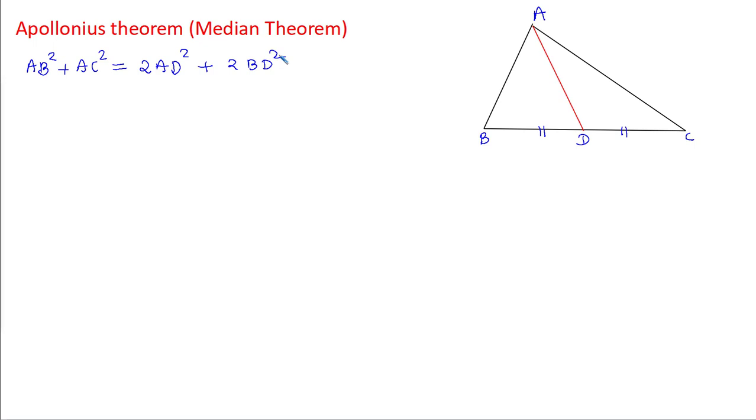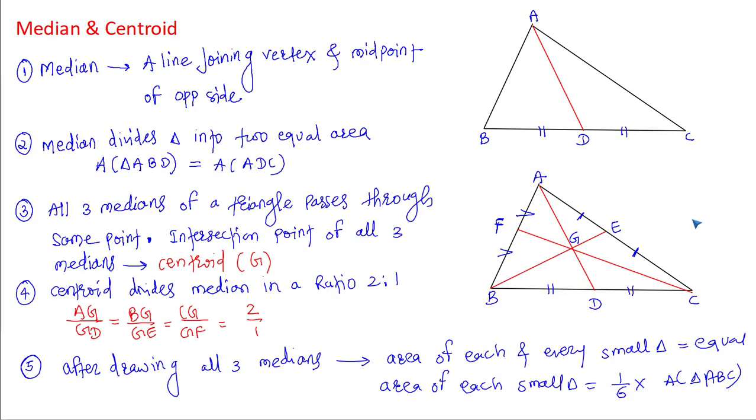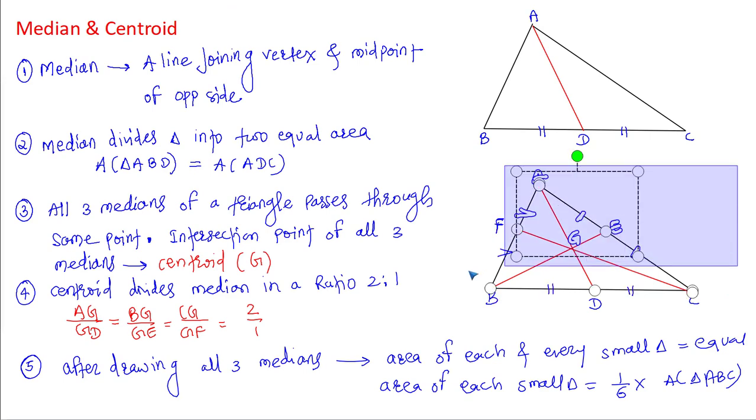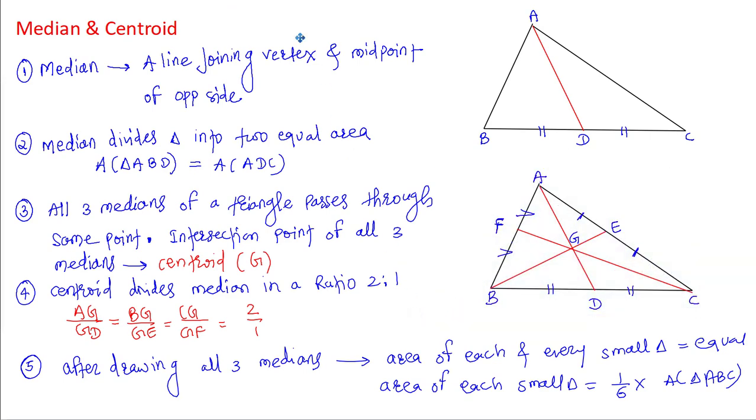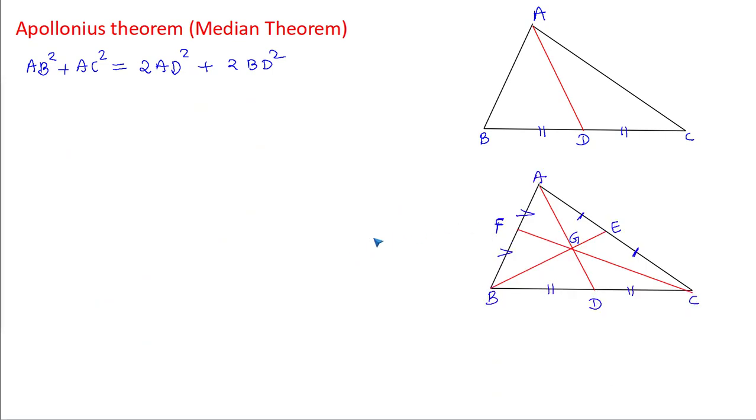Now there is one more formula that we can derive from Apollonius theorem. Let me copy this diagram here. In this diagram, can I say that AB square plus AC square is equal to twice AD square plus twice BD square, where BD square we can replace with (BC divided by 2) square. So over here we applied Apollonius theorem on the median AD.